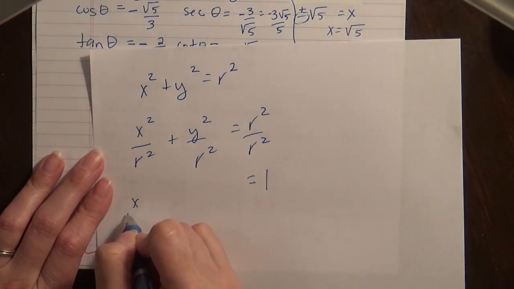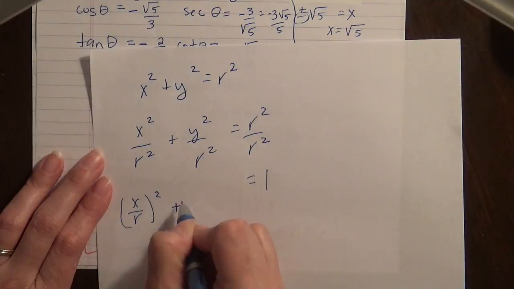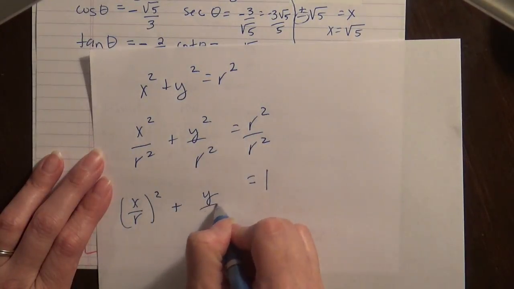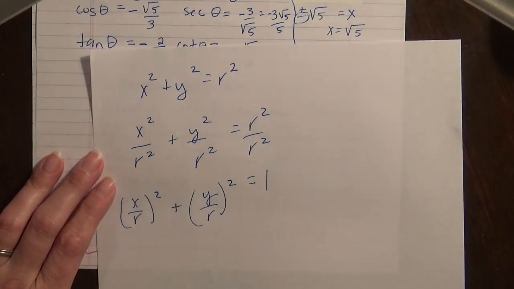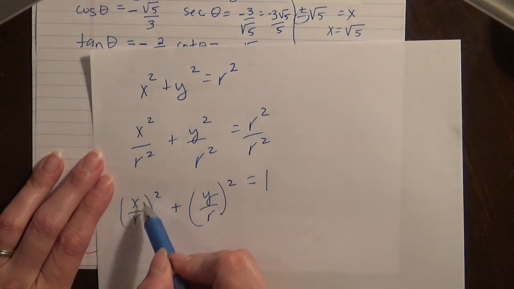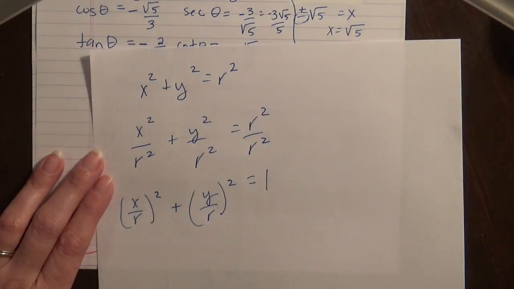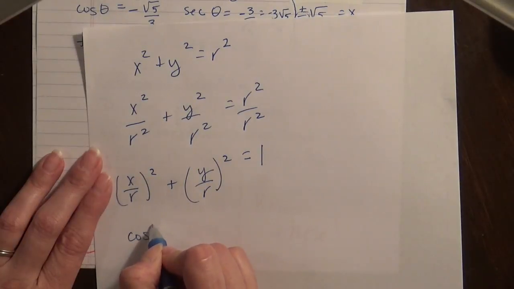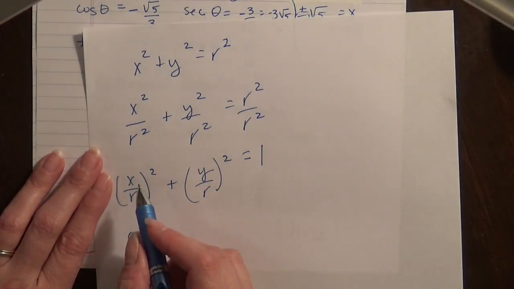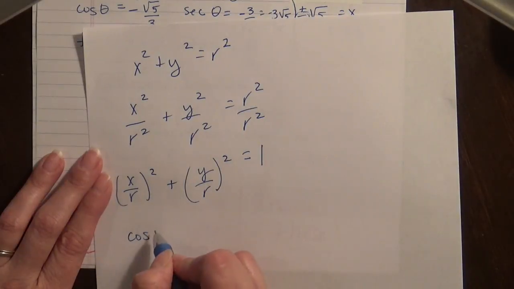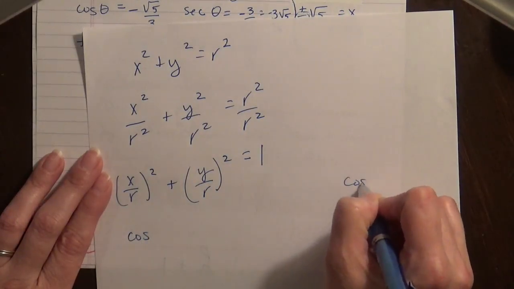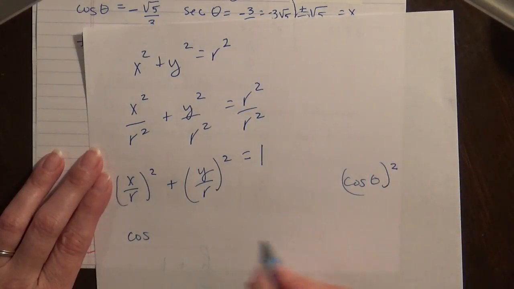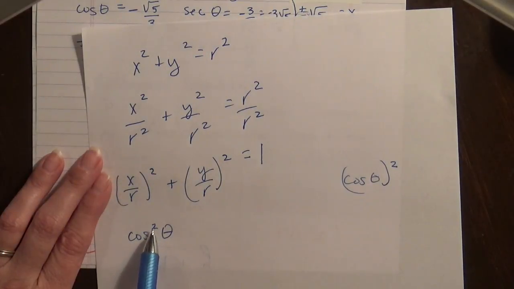We've got x over r quantity squared, and then the second term could be written as y over r quantity squared. In terms of trigonometry, we have another name that we can give x over r. Hopefully you remember x over r is the same thing as cosine. So you can say that this is cosine of theta quantity squared. Now, we're actually going to write it as cosine squared theta, like this. It's important to put the exponent with the function and not with the theta, because that has a different meaning.